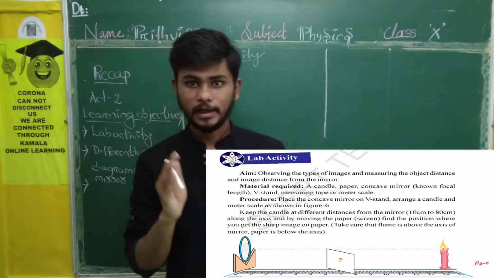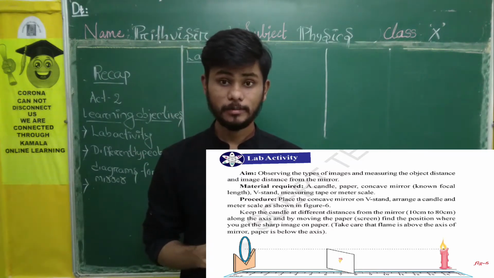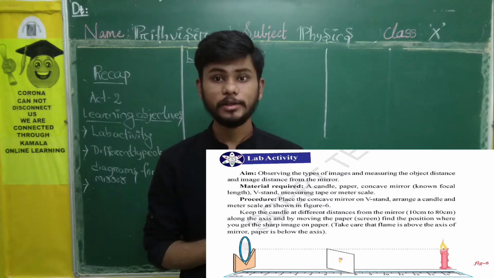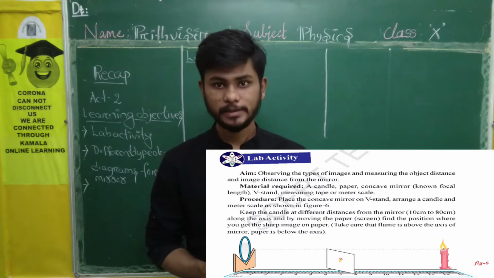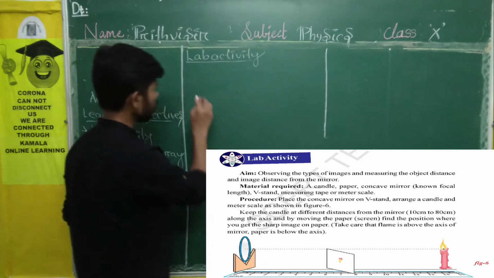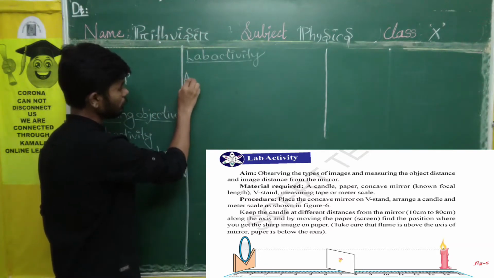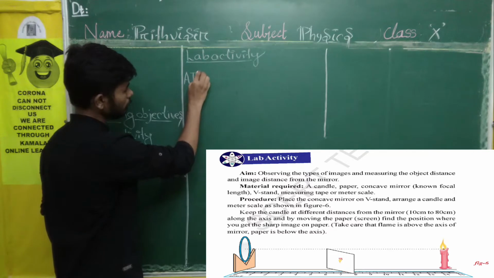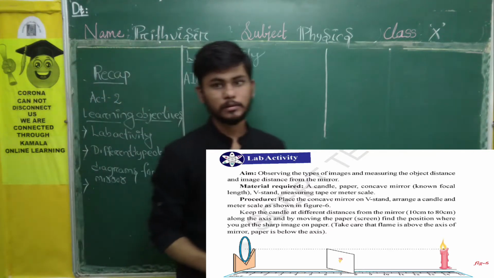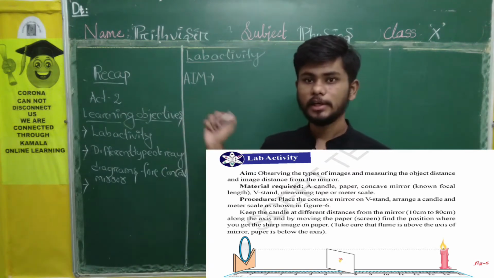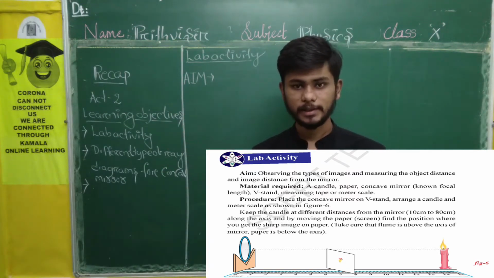Whenever you are writing a lab activity, one thing you need to keep in your mind is that you have to write in an order. What is the order? First you need to mention the aim of the experiment. So here we will write aim. First we will write the aim of the experiment. Simply we can write aim.